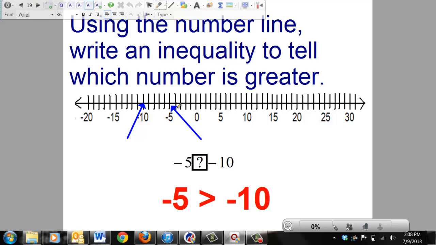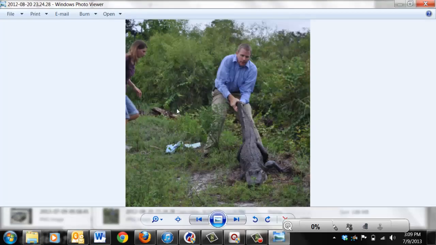I know alligators. I work with alligators. I wrestle alligators for fun. Don't do that. It's dangerous. They will bite you. Okay? But I do have a good time with alligators. As proof, let's hold on just a second here. There you go. There's some proof.